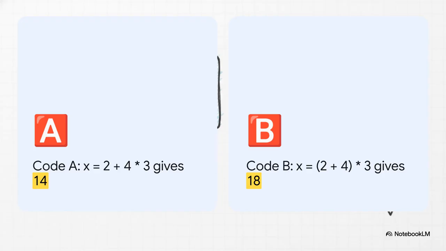Look at these two lines. In code A, C++ just follows its internal rules. It multiplies 4 by 3 first to get 12, then adds 2, and boom, you get exactly 14. But what if your actual goal was to add 2 and 4 first? You have to write code B. Putting that 2 plus 4 inside parentheses forces the machine to calculate 6 first, then multiply by 3, which gives you 18. I mean, it's just a tiny shift in brackets, but it literally changes the reality of your program.